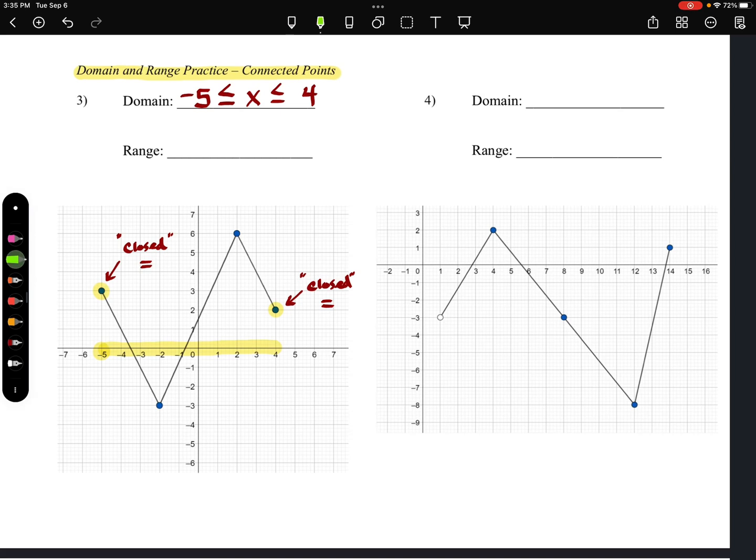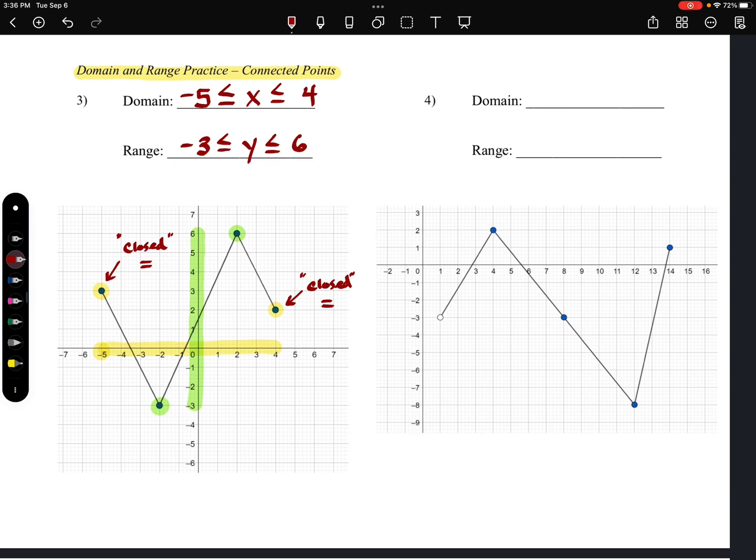If we're looking at the range, right, we've got to find our lowest value. So here's our lowest point on the graph. Our greatest point on this graph is up here, and it looks like they're connected all the way between. So if we start here at negative 3 and look at the shadow that was cast on the y-axis, it would go from negative 3 all the way up to 6. So we'll take that and we will say negative 3 is less than or equal to y, and y is less than or equal to positive 6.